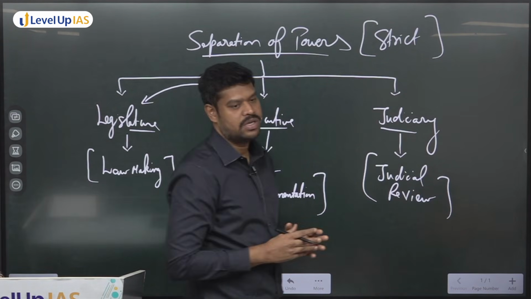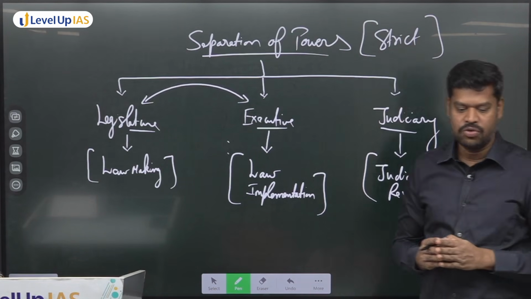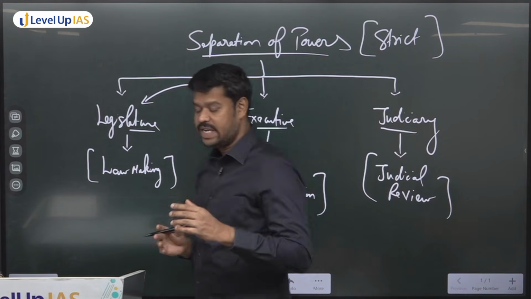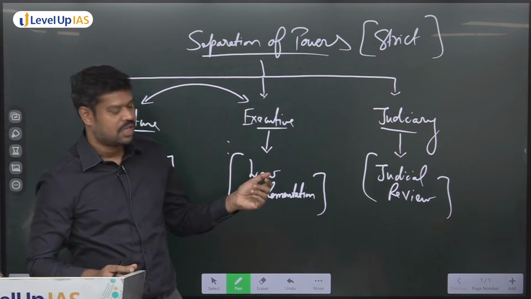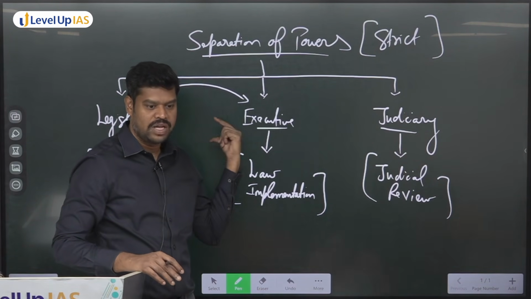So now let us try to understand how one organ in the state is having some element of control over the other organ. What is the element of control one organ is having over the other organ? Say for example, judiciary, one organ. Is it having some element of control over the other organ?